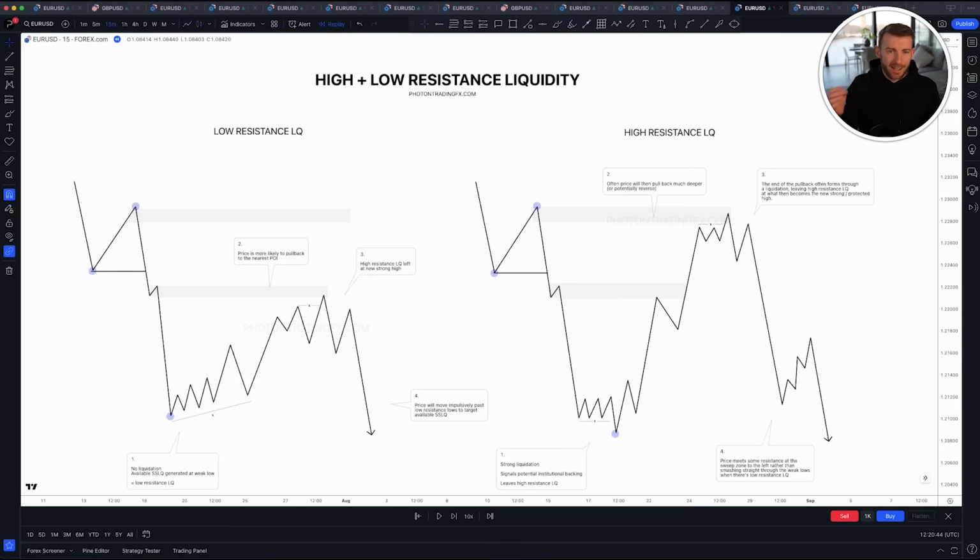Now, the concept of high and low resistance liquidity can be really useful just for us to anticipate how price potentially may behave, okay? So imagine you have a bearish market.